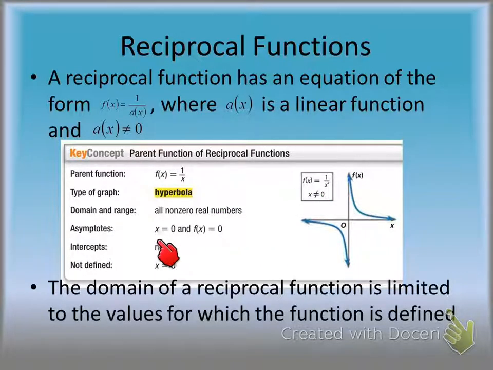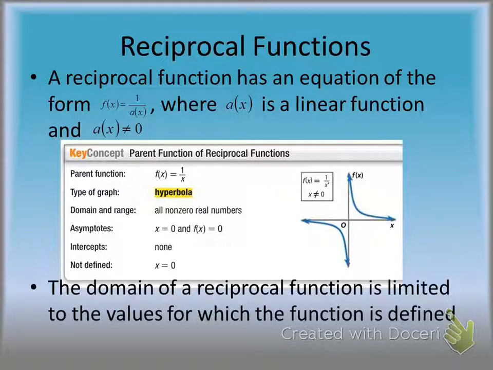So that's where your asymptotes come into play. If x equals 0 and y equals 0, those are the asymptotes of the parent function. The domain of a reciprocal function is limited to the values for which the function is defined. That basically goes for what we just said. You're going to fall into where your denominator cannot be 0 once again. You have to figure out what value your denominator cannot be, because that value will end up being an asymptote of these functions.